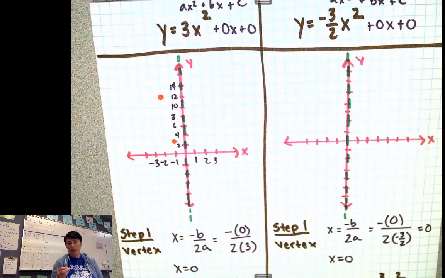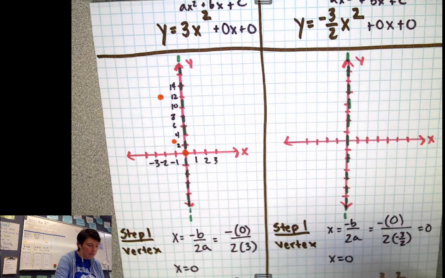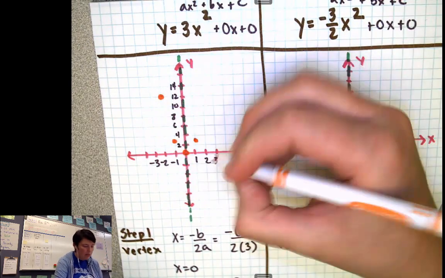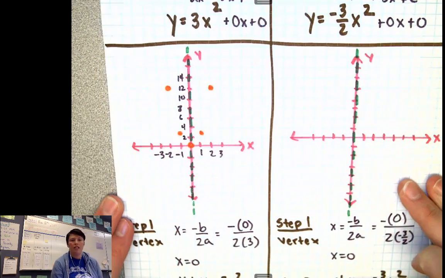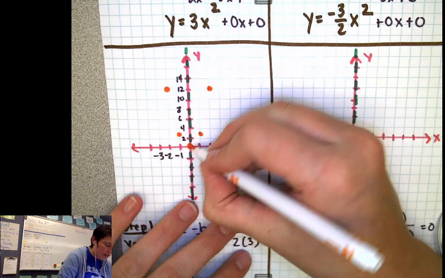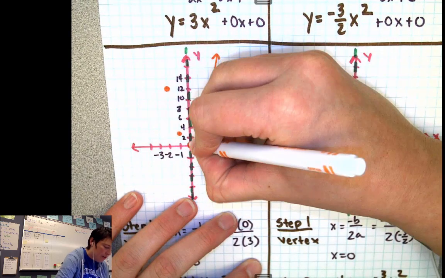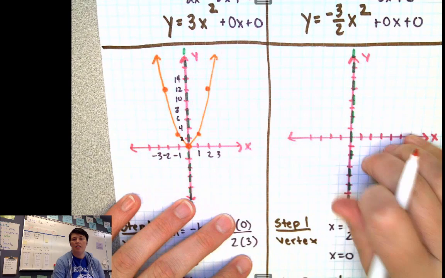For 0, if you look in the table, you go to 0, 0. For 1, we're going back to 3, which is between 2 and 4. And for 2, we're going back up to 12. So there it is. There is our parabola. It looks like this. It is facing upwards, just like that. Now let's get the other one on here.